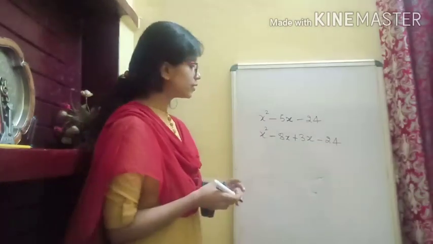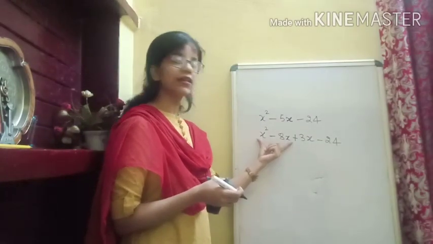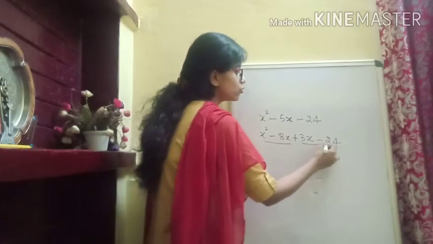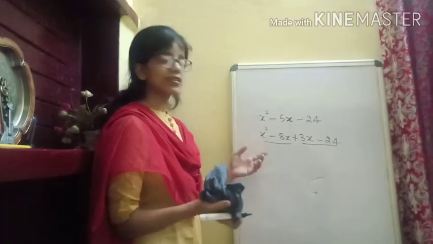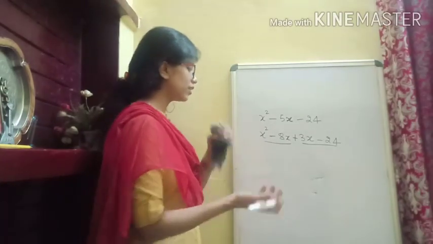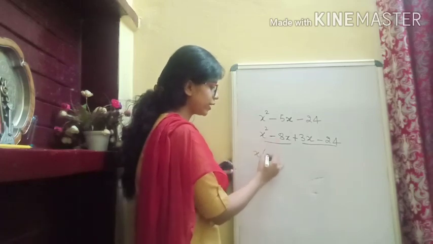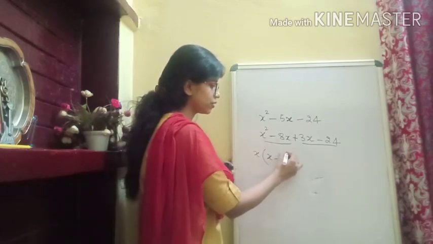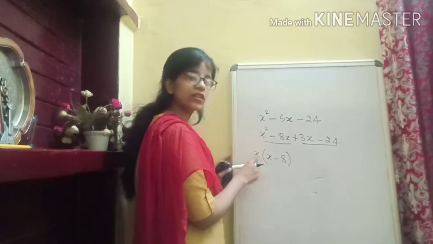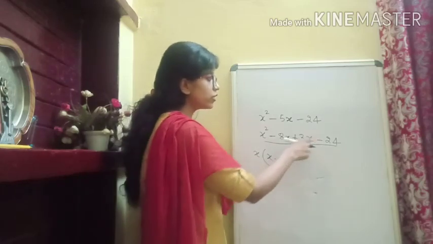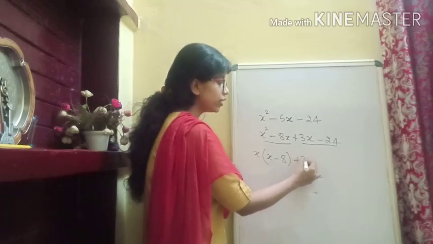As you have split the terms, you will get x square minus 8x together. You will take them together and these two terms together. Now the steps are common and very easy. You will take common x and then you will get x minus 8, isn't it? From these two terms, when you take x common, you will get x in the first term and 8 in the second term. From these two terms, what is common? 3 is common.